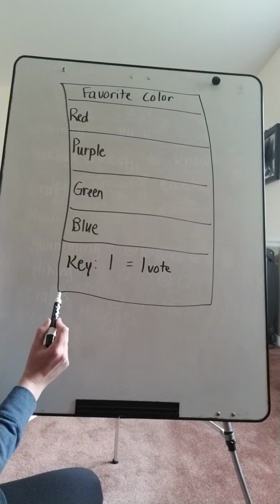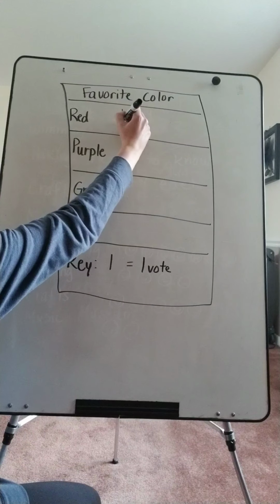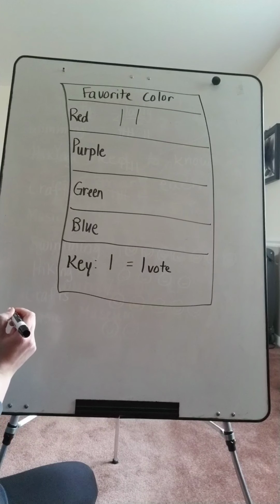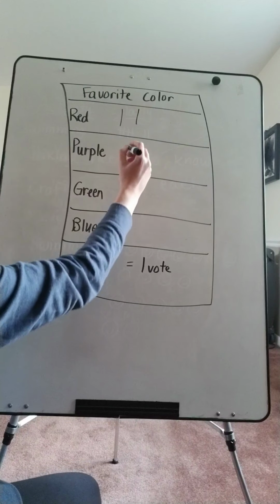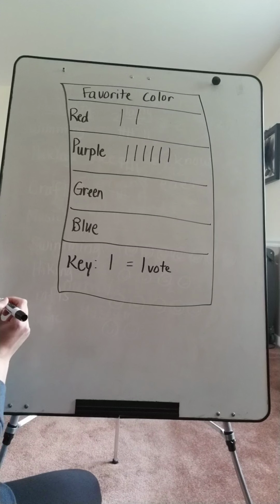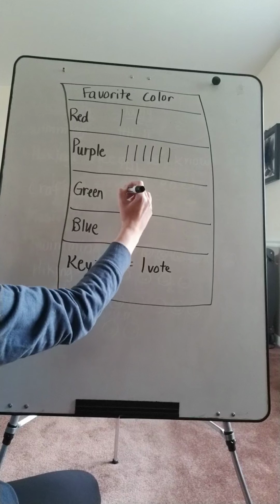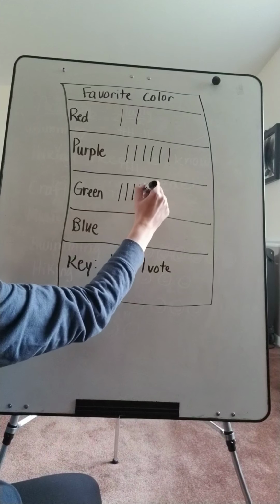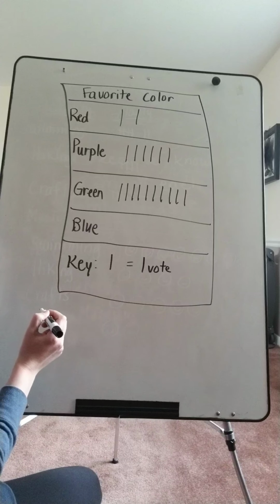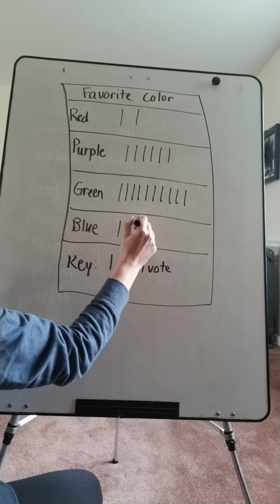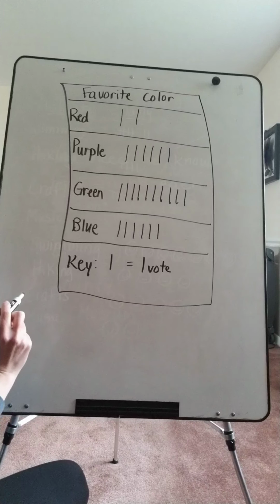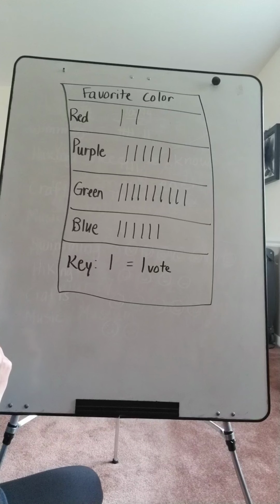So 2 kids chose red. So draw 2 crayons there. 6 kids chose purple. 10 kids chose green. And 6 kids chose blue. If you want to do crayons instead of lines, go for it.